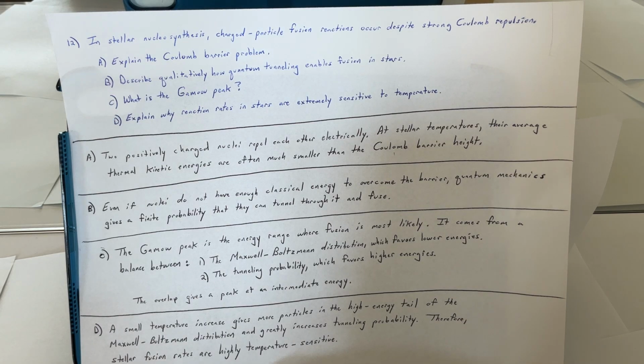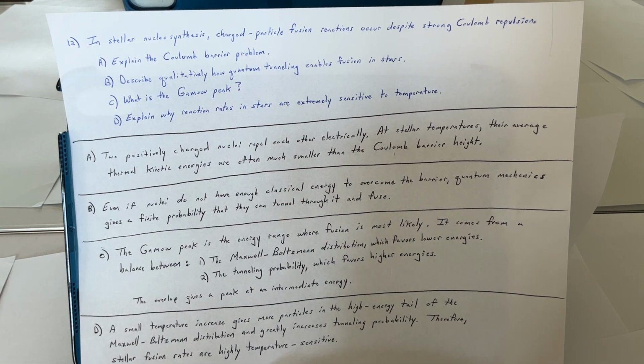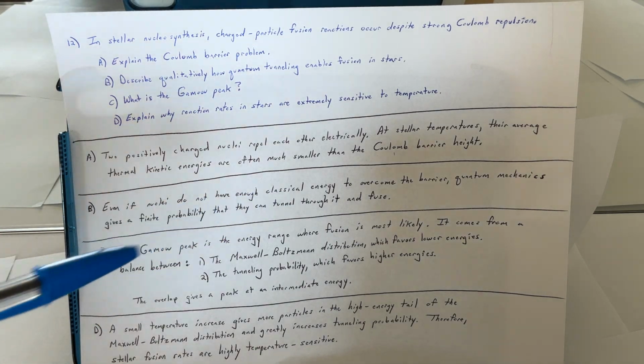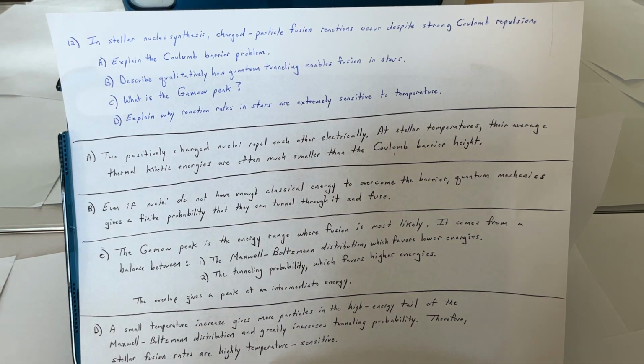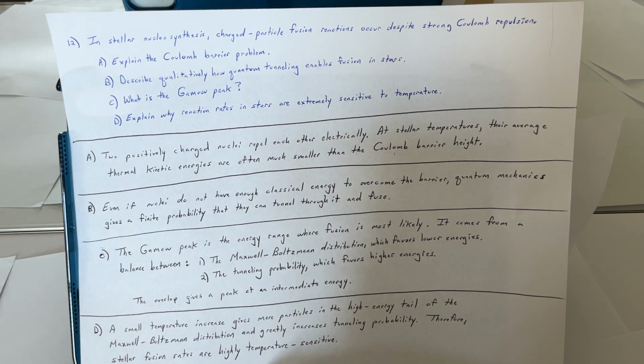Part C, what is the Gamow peak? The Gamow peak is the energy range where fusion is most likely. It comes from a balance between two things. One, the Maxwell-Boltzmann distribution, which favors lower energies, and two, the tunneling probability, which favors higher energies. The overlap gives a peak at an intermediate energy.